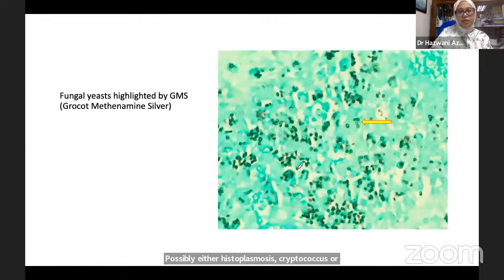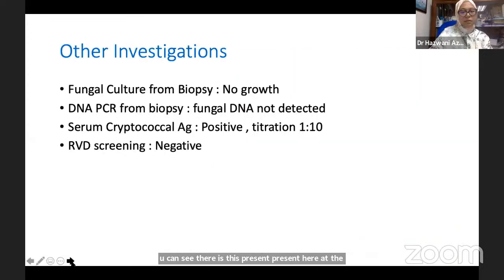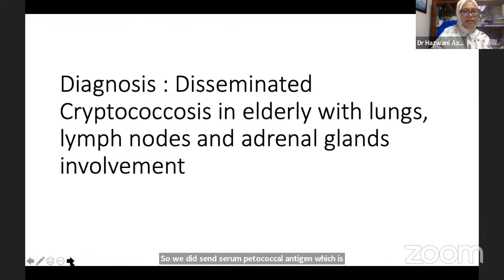This is very interesting. So this is the Grocott methenamine silver stain. As you can see, there is yeast present here in the yellow area, a budding yeast, quite suggestive. So we did send serum cryptococcal antigen, which is positive, although the titer is quite low, 1 in 10. So our diagnosis is disseminated cryptococcosis with lung involvement, lymph node involvement, and adrenal gland involvement.